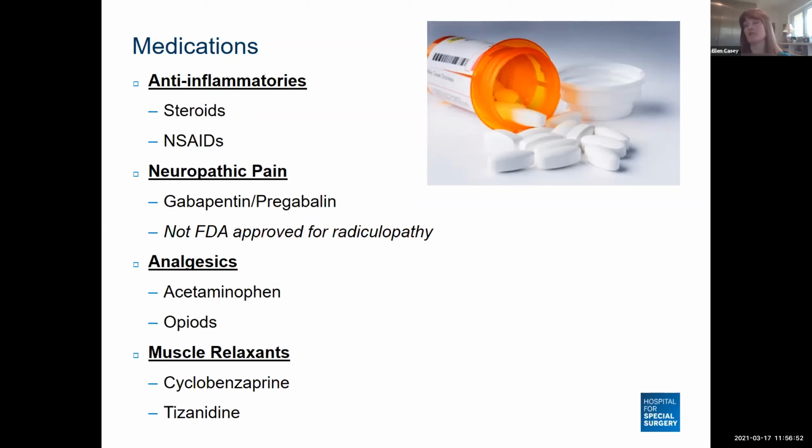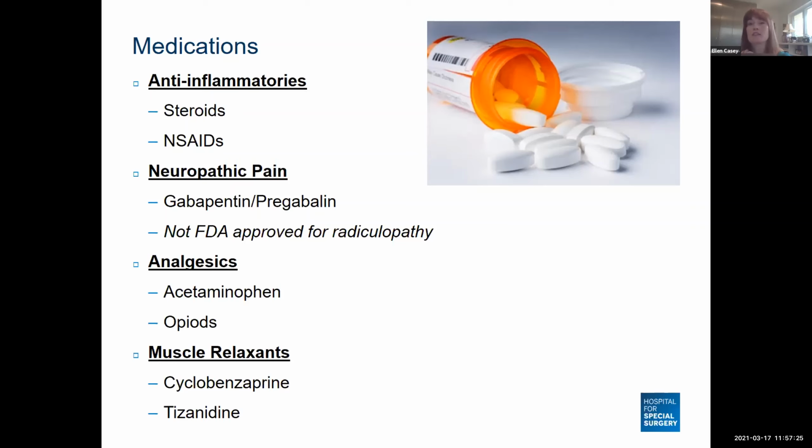Oftentimes, if somebody is having trouble sleeping and having what we think is neuropathic pain, then people will use, off-label, to be clear, not FDA approved for radiculopathy, pregabalin or gabapentin. Other analgesics in the mix, again, if pain is severe. Nerve pain, as I'm sure you are all aware, can be really, really uncomfortable. So a short course of opioids, if you're working them up and trying to figure it out, I rarely use it, but sometimes will.